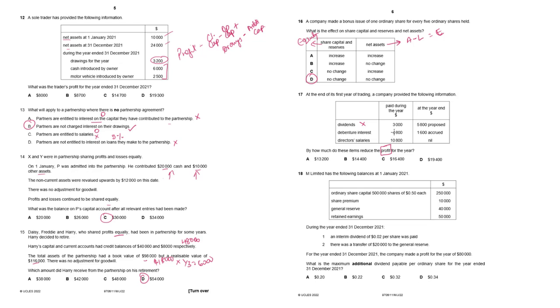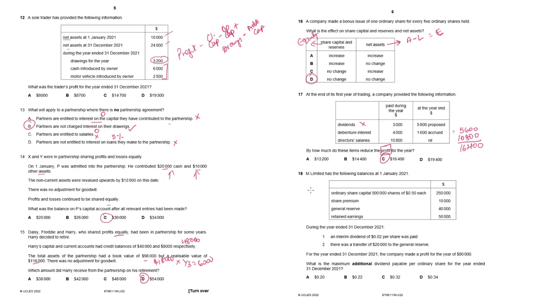Debenture interest paid 4,000 and accrued 1,600. So the total interest that you will record in the income statement is 5,600, and director salary obviously you'll record 10,800. So how much will your profit reduce by? 16,400. So option number C.